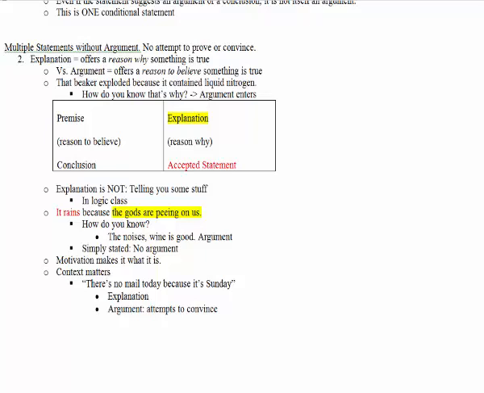Now we're continuing on with lesson 1.2, and we're going to talk about more non-arguments. An explanation is one kind of case where you have multiple statements without an argument. The next one that I want to talk about is an example or illustration. I think the textbook uses the word illustration.